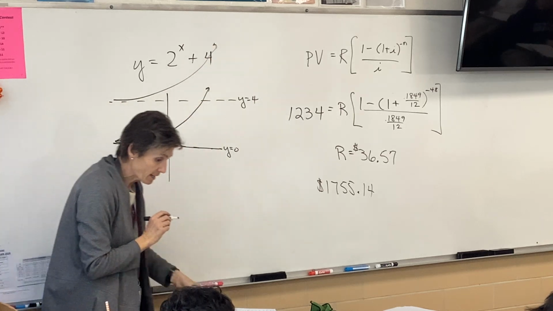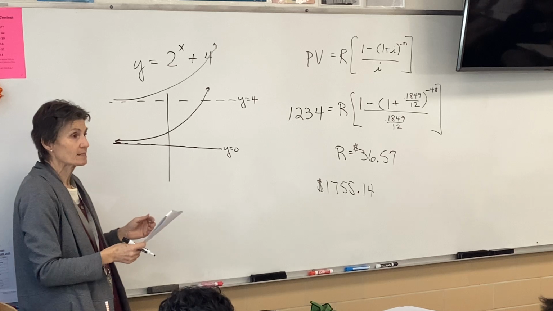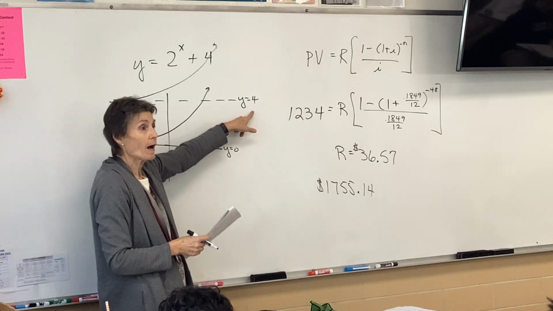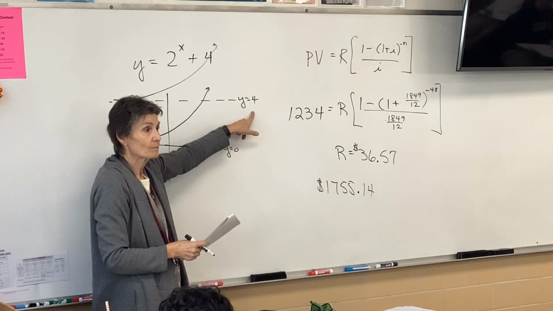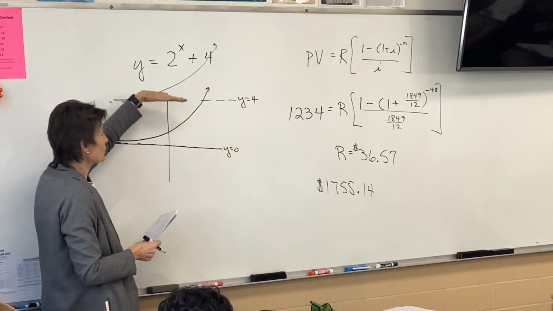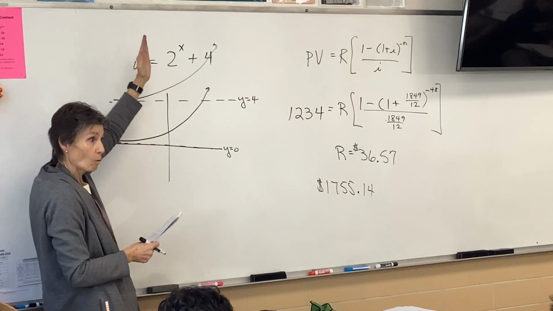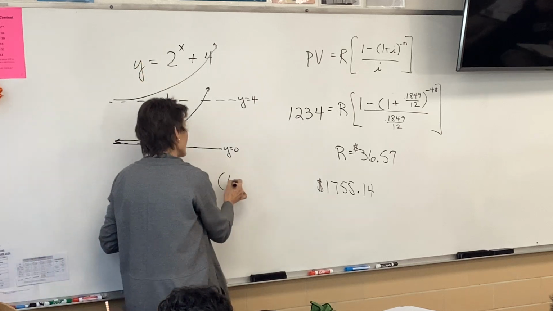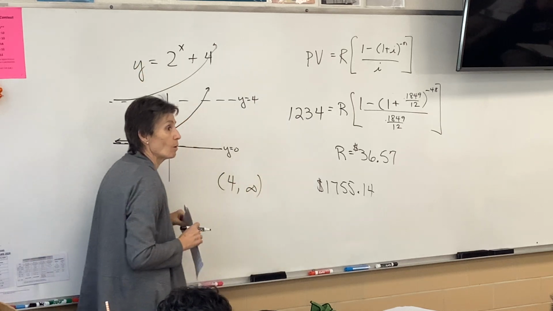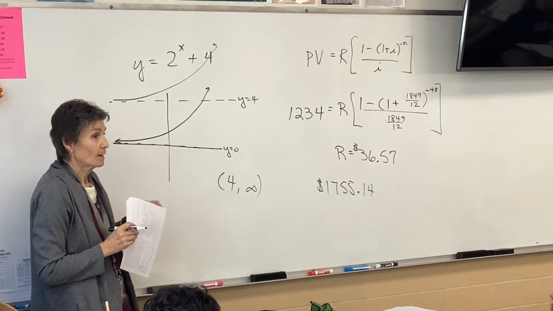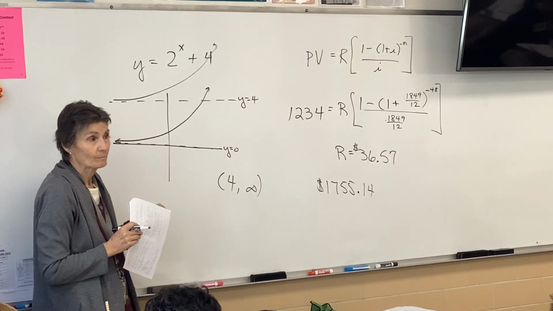So the question says, write the equation of the asymptote. y equals 4, and then the range is everything from 4 to infinity, not including 4, because 4 is the asymptote, and we don't touch our asymptotes.